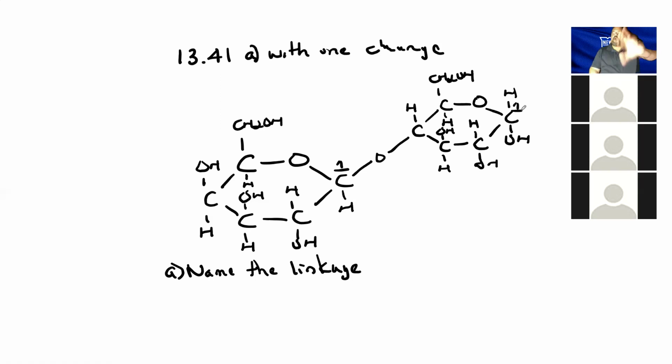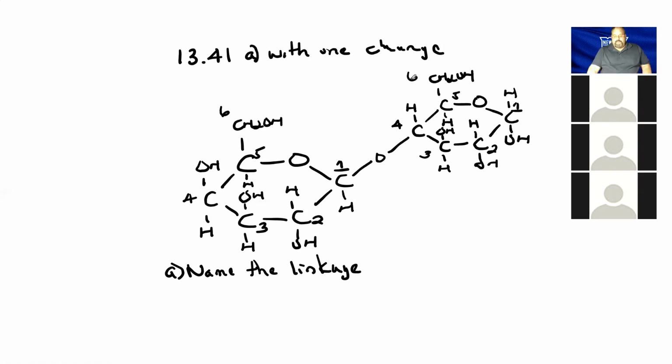So for a 6-atom ring, the carbon to the right of the oxygen is carbon number 1. For a 5-atom ring, the carbon to the right of the oxygen is carbon number 2. So 1, 2, 3, 4, 5, 6. 1, 2, 3, 4, 5, and 6.